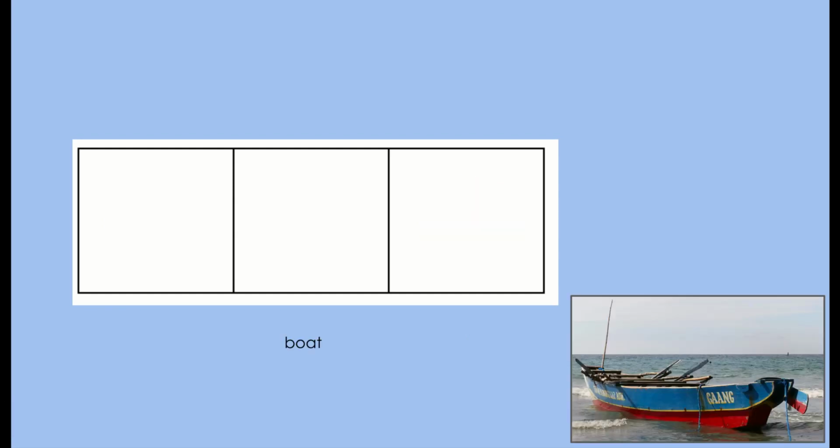Now let's practice breaking apart words into their individual sounds. The first word that we're going to break apart into sounds is the word rag. The first sound in rag is r, ag, rag. The next word is boat, boat.